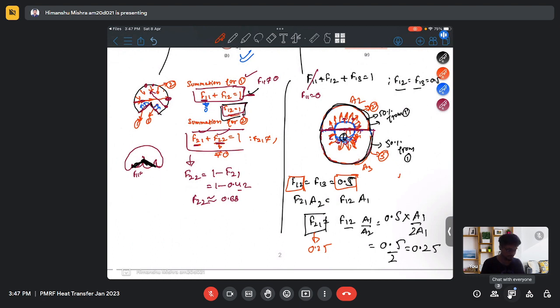So in this question, we use a symmetric relation. The other example of a symmetric relation is this, that we used in the last question, where this is my surface 1, surface 2 and surface 3, and whatever amount of radiation is emitted from surface 1 and goes to surface 2 will be equal to the radiation emitted by 1 and going to surface 3. So in this case also my shape factor F12 will be equal to F13.